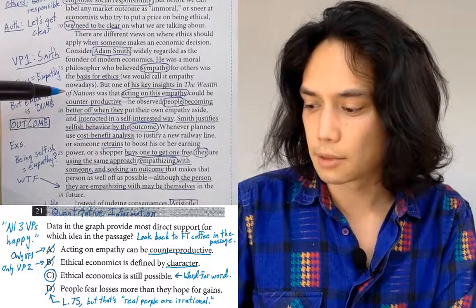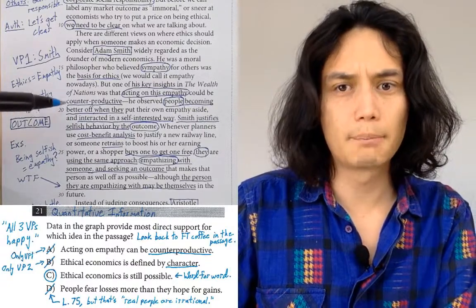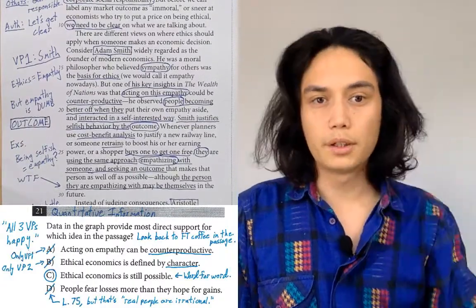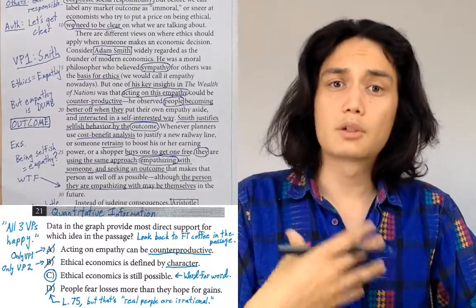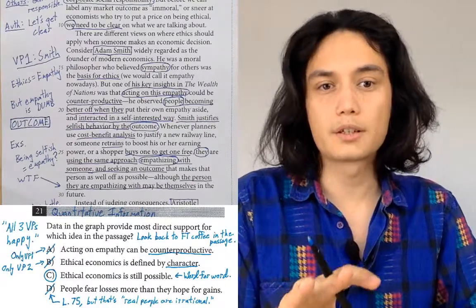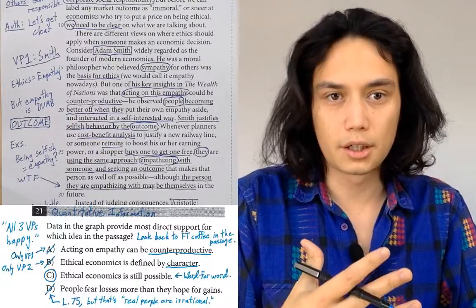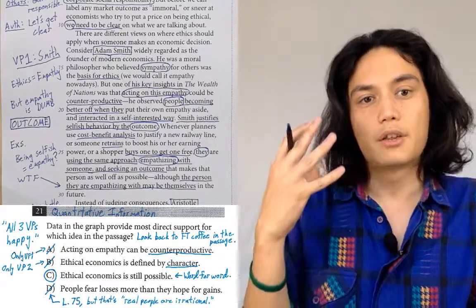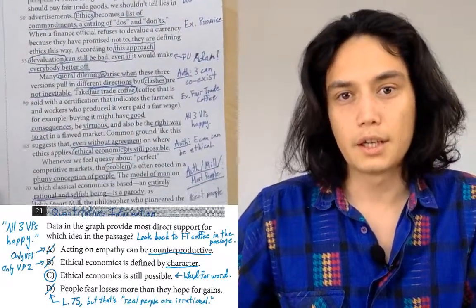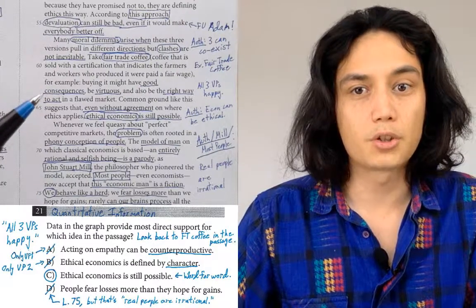One of his key insights, Adam Smith, was that acting on this empathy could be counterproductive. Right? He observed people becoming better off when they put their own empathy aside and interacted in a self-interested way. Now, this is inside Adam Smith's viewpoint, the part where Adam Smith realized that sometimes going out of your way to be nice to other people doesn't actually lead to the best outcomes. All right. Wrong for a couple reasons, and the first, as I mentioned, is that this is only about viewpoint number 1. This isn't commentary on all 3 viewpoints, and the graph is about fair trade coffee, and what the author is using the example of fair trade coffee for is to make this point about all 3 viewpoints.